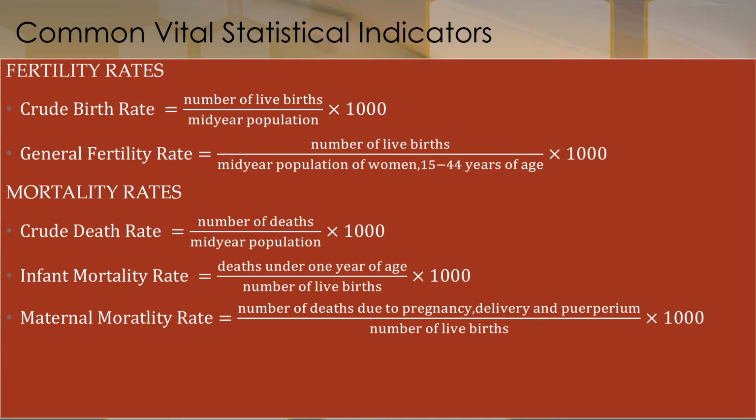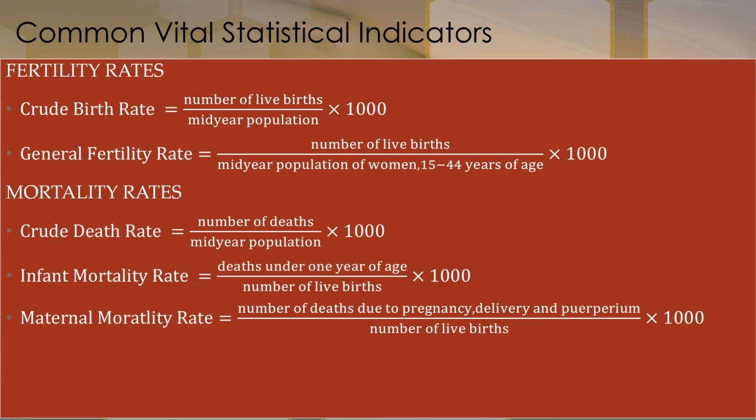We also have the general fertility rate, which is the number of live births divided by the mid-year population of women who are 15 to 44 years of age. I would like you to realize that 15 to 44 years of age are the reproductive years of a woman. We call this group women of reproductive age, or the WRA.